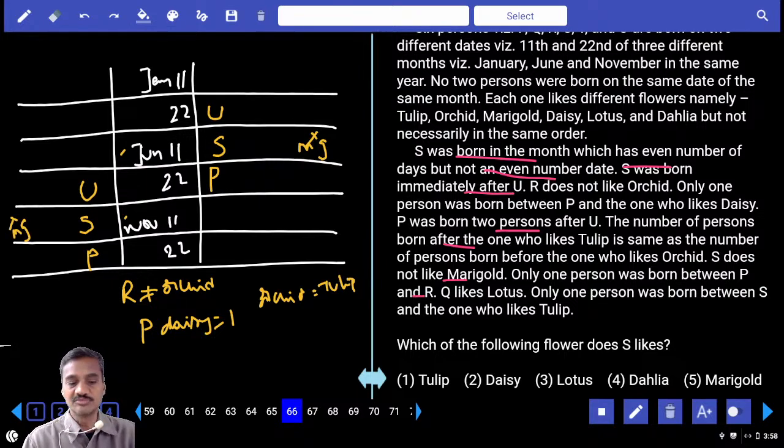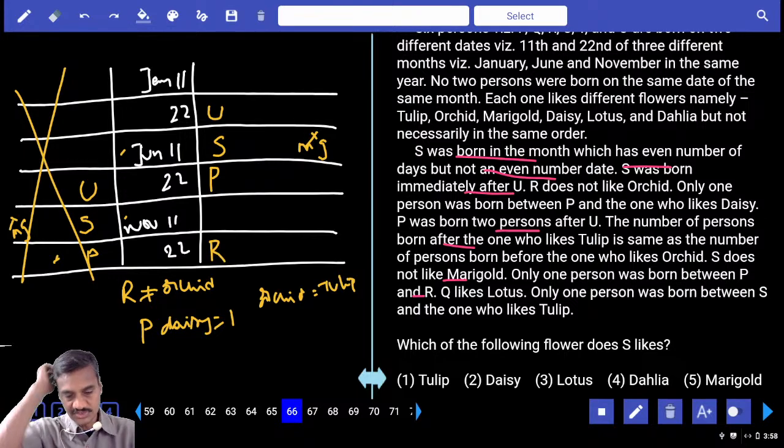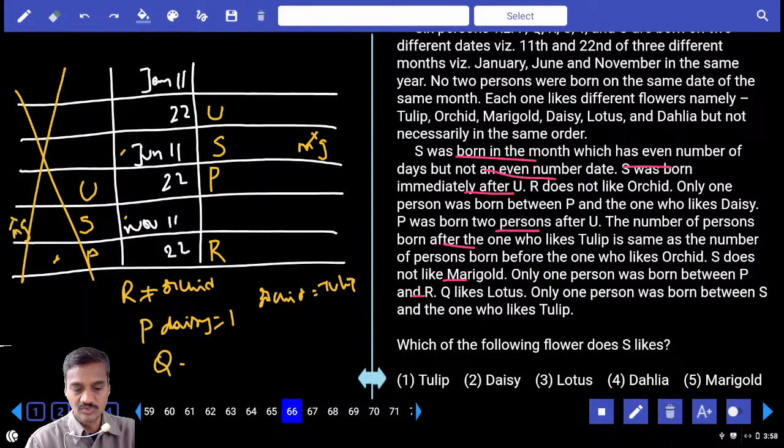And only 1 person between P and R. Now in this case, P and R with 1 person between is not possible because P and U are already fixed at those places. Hence, this is the only possibility we have. And Q likes lotus. And where is this Q? Q likes lotus.